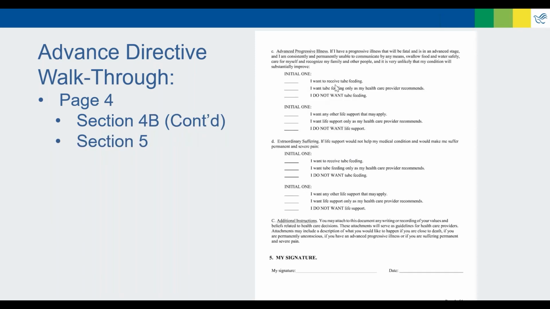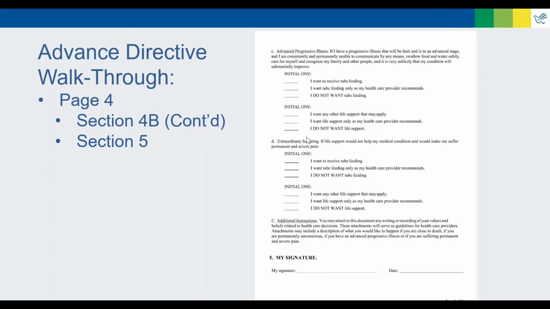Moving on to page 4, I want to point out what it says about advanced progressive illness, just to point out that they're talking about a very advanced state of the illness. If I have advanced progressive illness that will be fatal and is in an advanced stage, and I am consistently and permanently unable to communicate by any means, swallow food and water safely, care for myself and recognize my family and other people, and it is very unlikely that my condition will substantially improve. So we're talking about a very significantly advanced progressive illness.